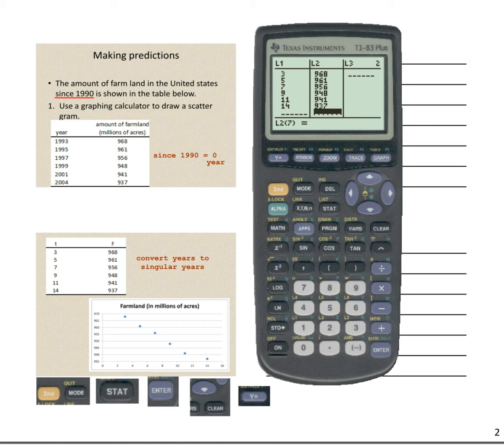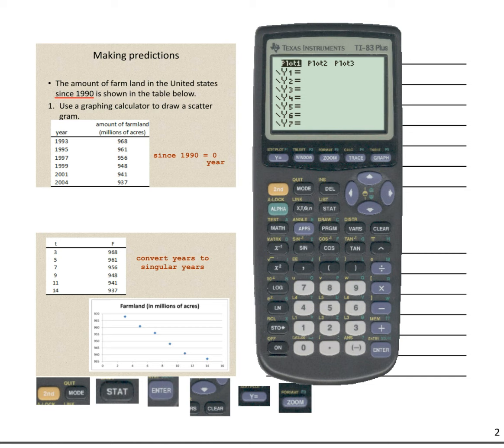Now that we have our data table entered correctly, we want to go to y equals. So now we're on y equals. We want to be able to graph this, agreed? Make it look like what we currently have. So in order to graph this, go to the very top, on plot 1, hit enter. And if you push down, it shows it highlighted. It shows it darkened.